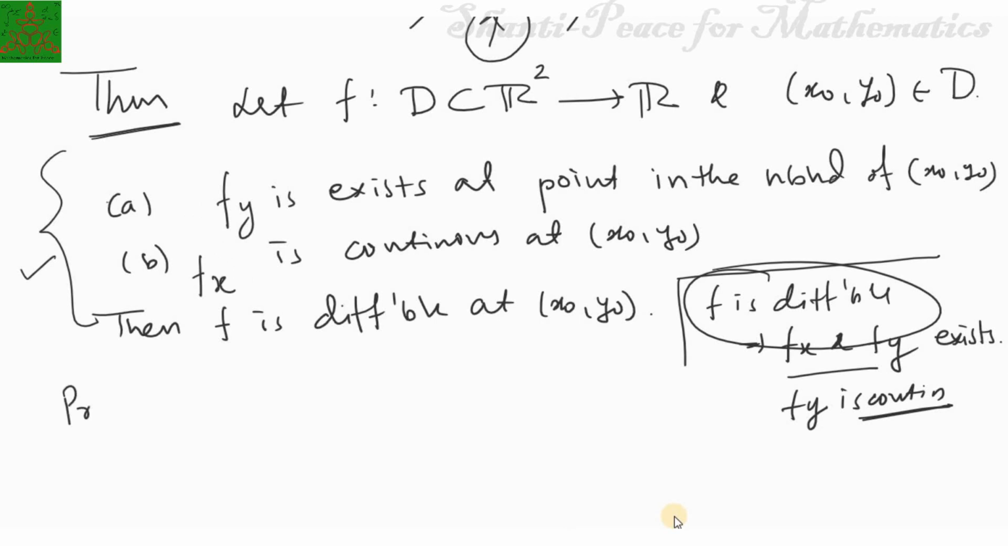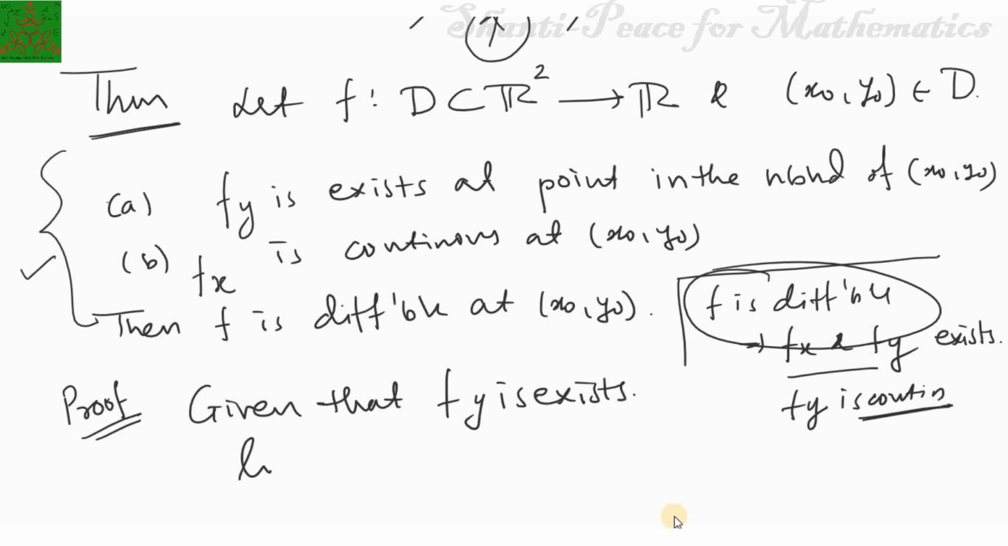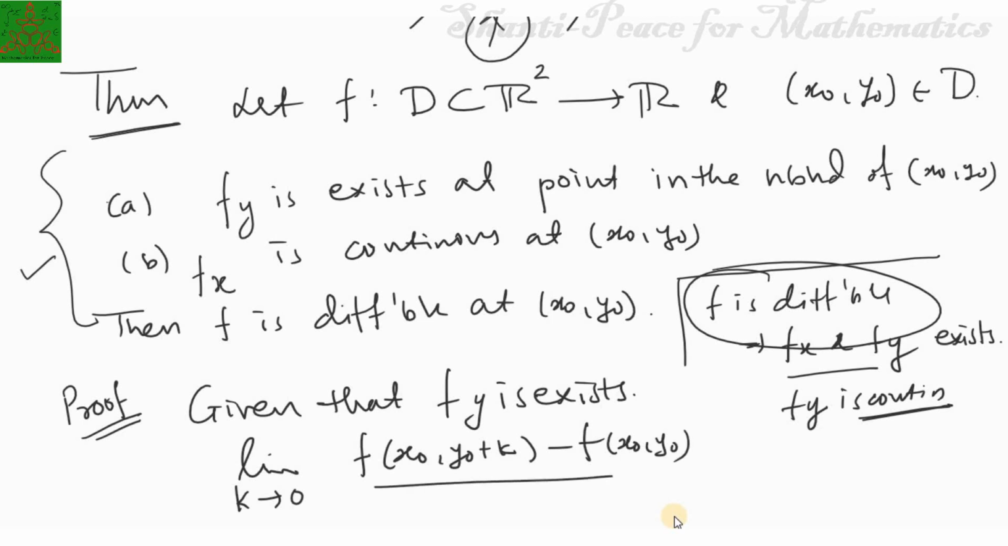So let us discuss the proof for this theorem, and this is the sufficient condition for differentiability. Given that fy exists in the neighborhood, what do we mean by fy by definition at the point (x0, y0)? It says that the limit as k tends to 0 of f of (x0, y0 plus k) minus f of (x0, y0) upon k is equal to fy at (x0, y0).